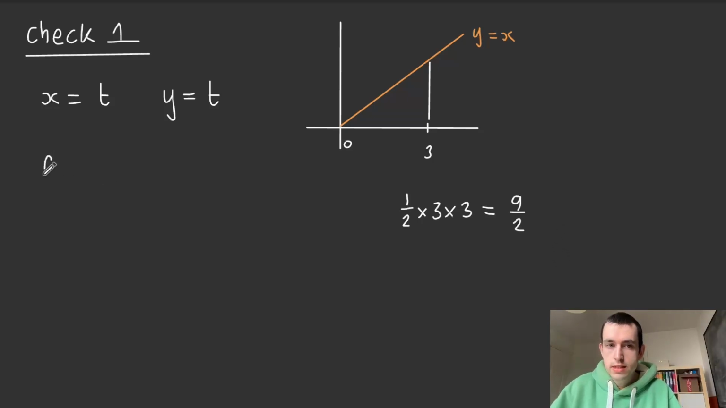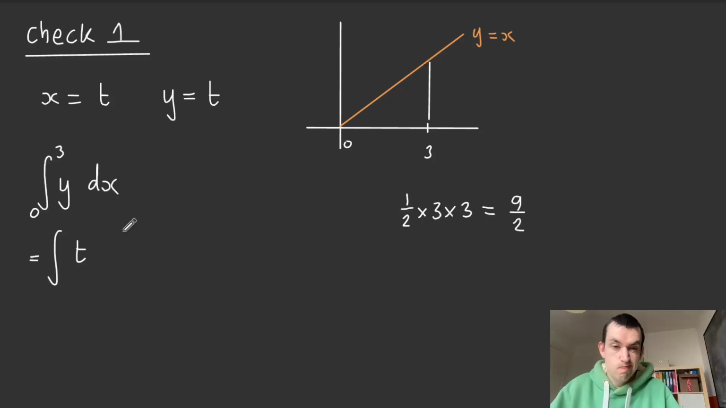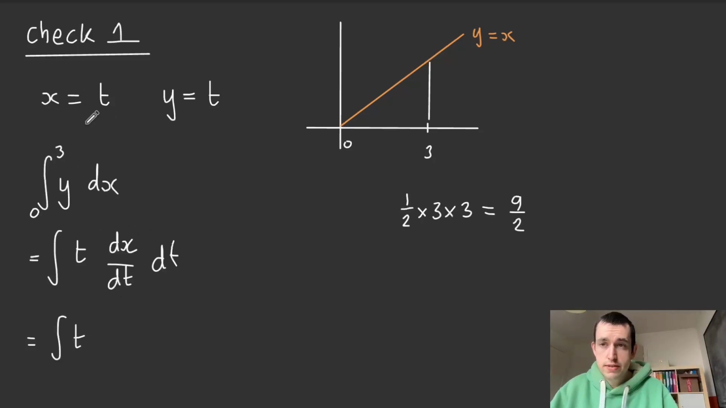Why not? The integral should be y dx. That's the classic integral. The limits are 0 to 3. What's y? y is t. dx. Can't really do much with that, so we turn it into dx/dt dt. Timesing and dividing by the same thing. We're not going to harm anyone by doing that. dx/dt, is that not just the derivative of x? What's the derivative of x with respect to t? It's just 1.